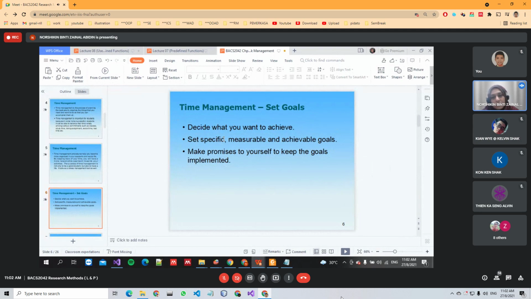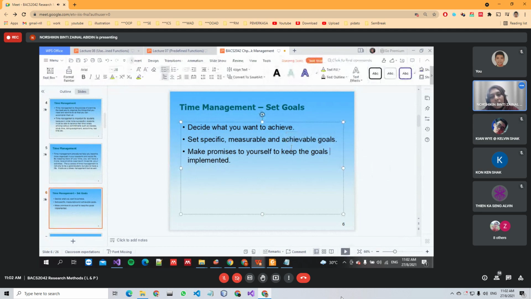Set specific, measurable, and achievable goals. Make them realistic. For example, at this age, what do you want to achieve; by that age, what do you want to achieve. I had one nonsense goal last time. It is not achievable at all. So make sure that your goal is realistic.